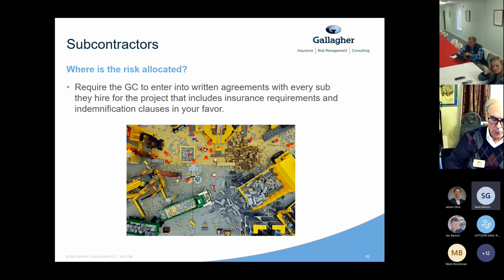You can also require the general contractor to enter into written agreements with every subcontractor they hire, and you can set insurance specifications for insurance coverages and limits that the subs are required to carry, and you can require the GC ensures that every sub is naming you as an additional insured, giving you the notice of cancellation, the waiver of subrogation, everything else we talked about. We want to make sure that flows down to every person working on this project so that you are not stuck with the risk.